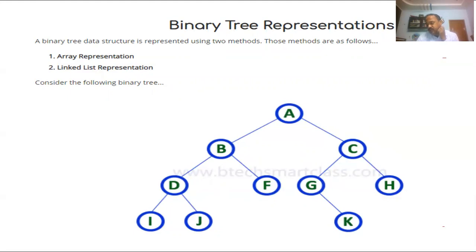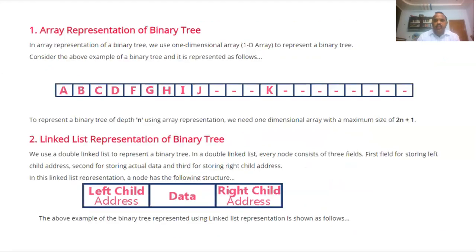Next one is binary tree representation. We represent binary trees in two ways. The first one is array representation and the second one is linked list representation. Consider the following binary tree. This is the array representation, then this is the linked list representation. In an array, we define a one-dimensional array to represent the binary tree. Consider the above example of a binary tree, represented as follows. Clear?